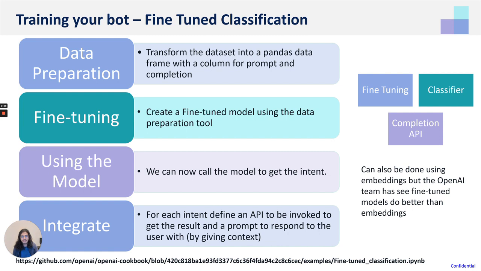It sounds like a normal chat, by having it create different alternatives or a real, humanlike response for the content. This can also be done using embeddings, but the OpenAI team has tested and seen that fine-tuned models do better than embeddings in classifications like this one. So I definitely recommend still sticking with fine-tuned classifications.